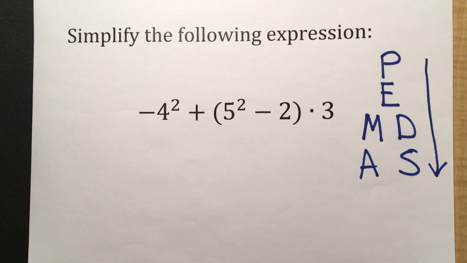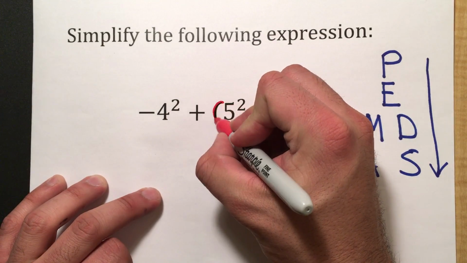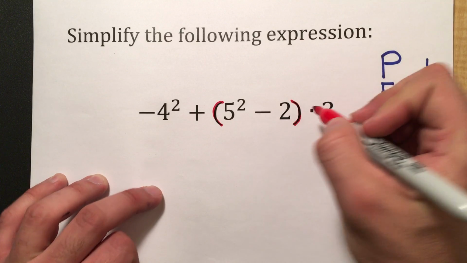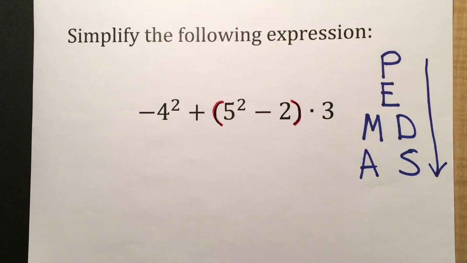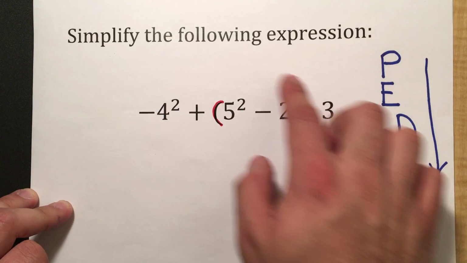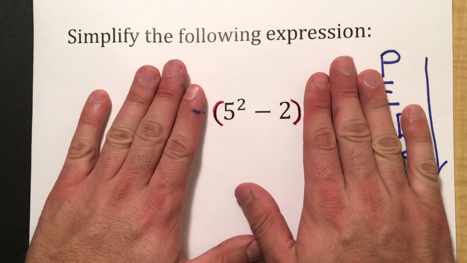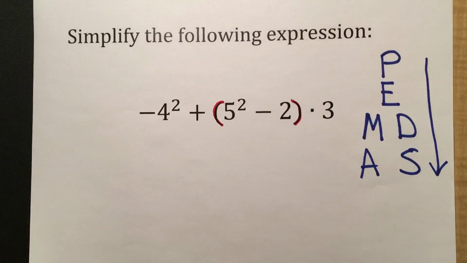And we do. If you don't know what parentheses are, I'm going to trace them here in red so you guys can see. These are parentheses. So that means we have to start off by doing all of the operations inside of the parentheses before we do anything else. So we're going to ignore everything else and do what's inside of the parentheses, okay?